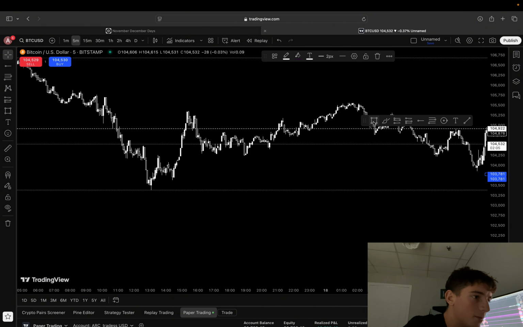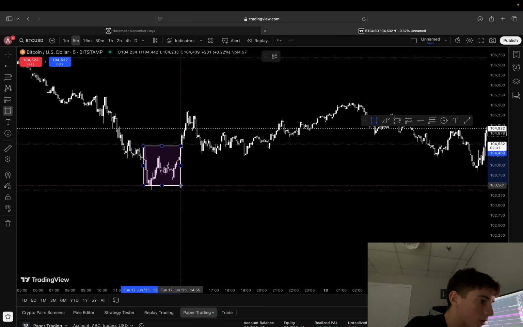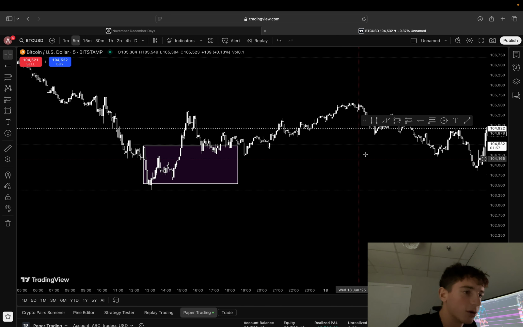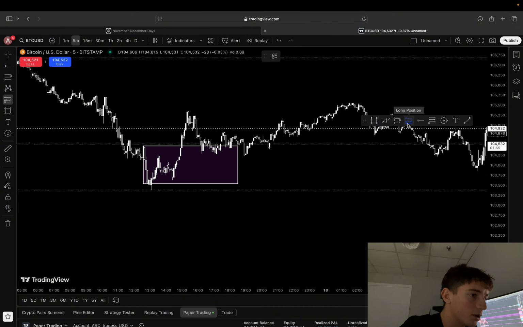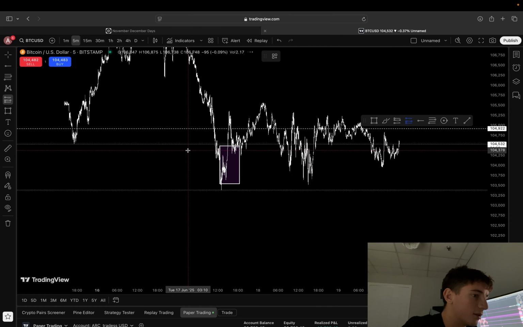This is the push down before the hefty move up right here. So here's your order block, and you get your retest back into it. So when you're trading these order blocks, if you're entering your position, let's say you're going long off this order block and you're entering this position.